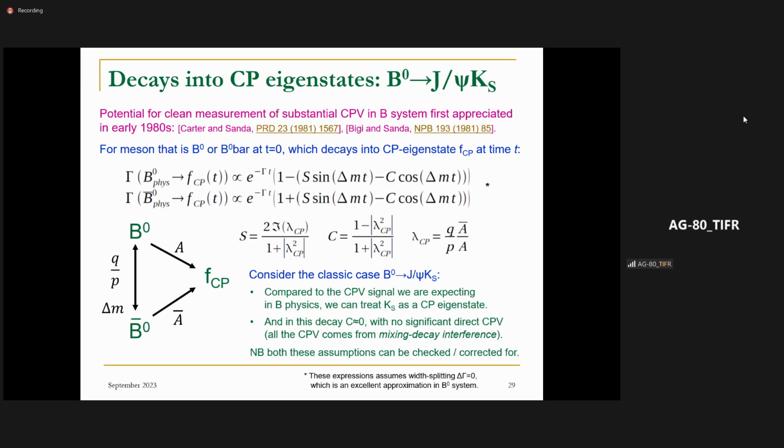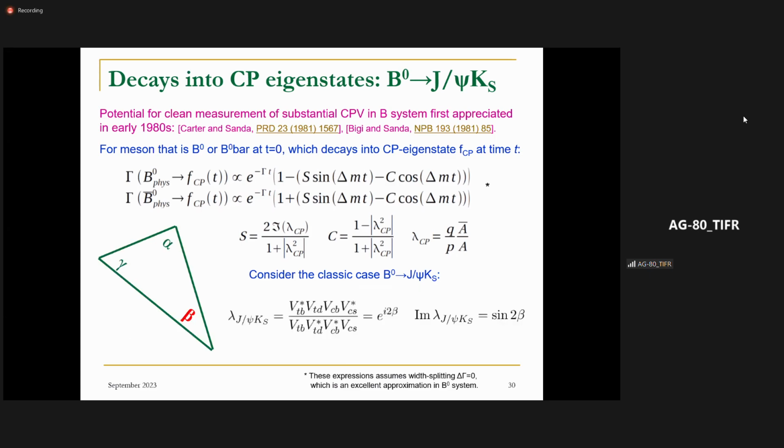So we're considering the classic case, J/psi K short, and actually this parameter here, you can express it in terms of CKM elements, and we're interested in the phase of these elements. What's key is you have VTD in it, and I told you VTD is imaginary. The phase of VTD is beta. You have a VTD on top and then a VTD star on the bottom, so you have a phase which is 2 times beta. Okay, so the imaginary part of this is sine 2 beta.